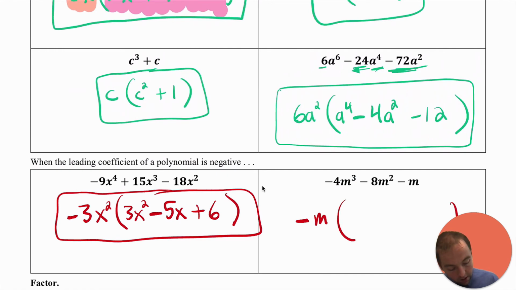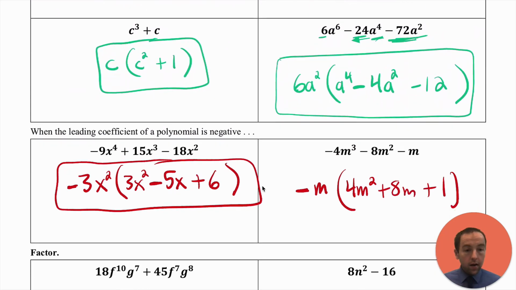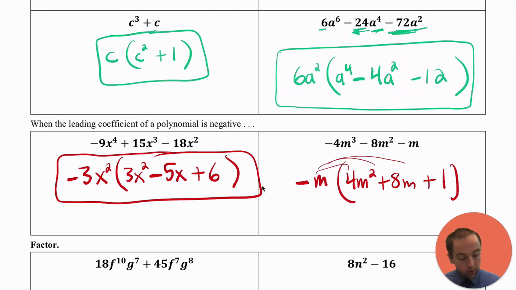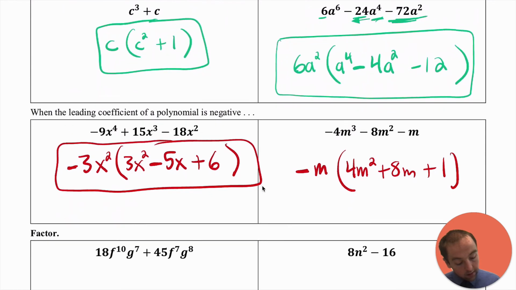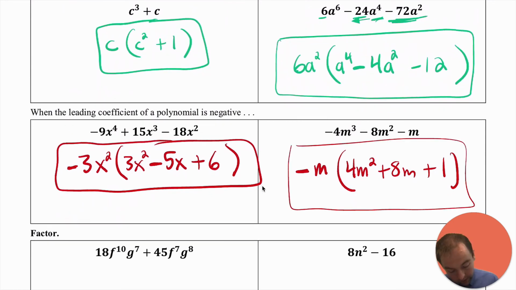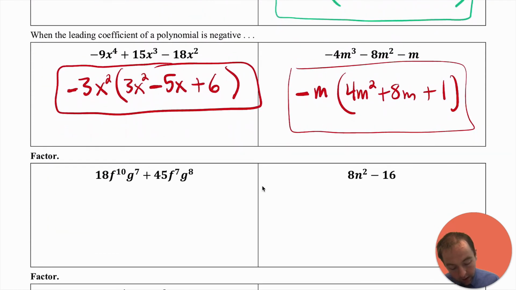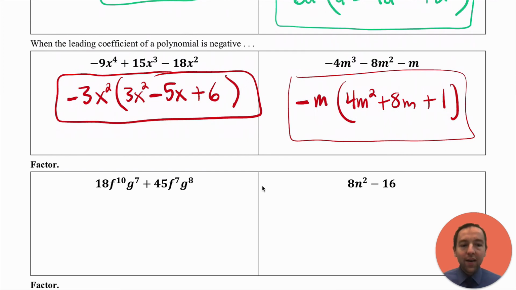And then from there, you're going to be left with a 4m squared plus an 8m plus a 1 when you think about how that negative m would distribute to everything to create that negative 4m to the 3rd minus 8m squared minus m expression. And then here, again, a one-word instruction to just factor the expression.